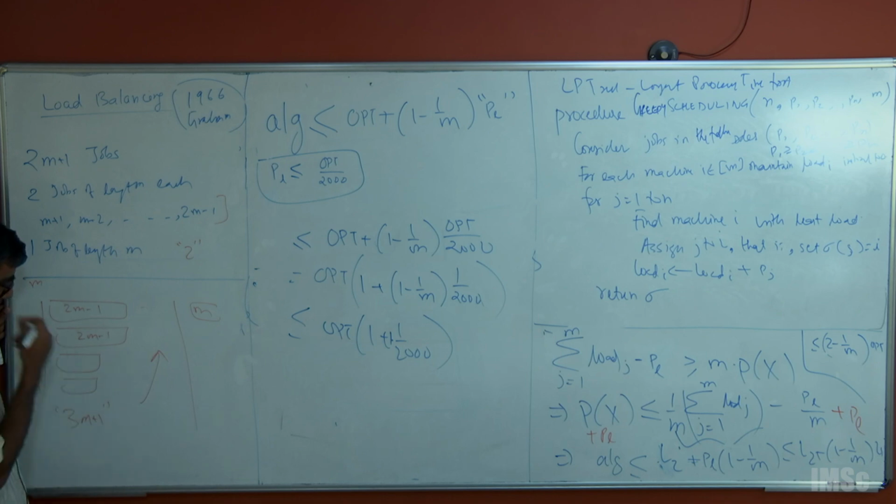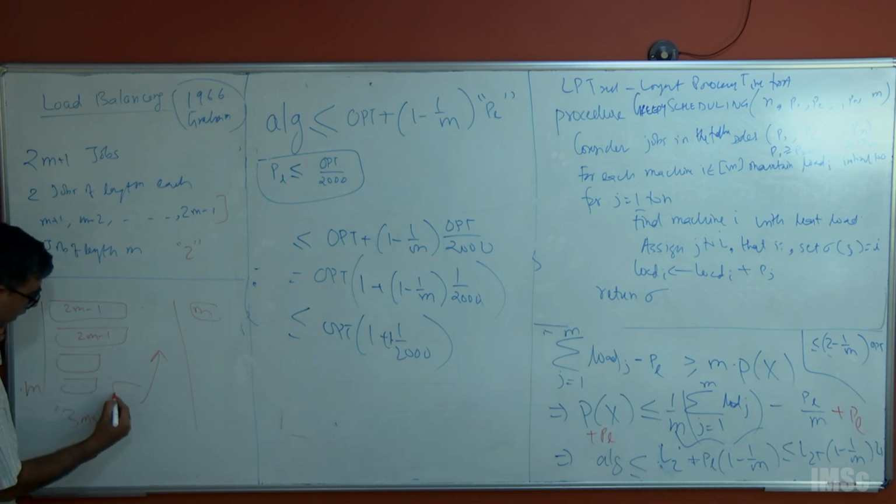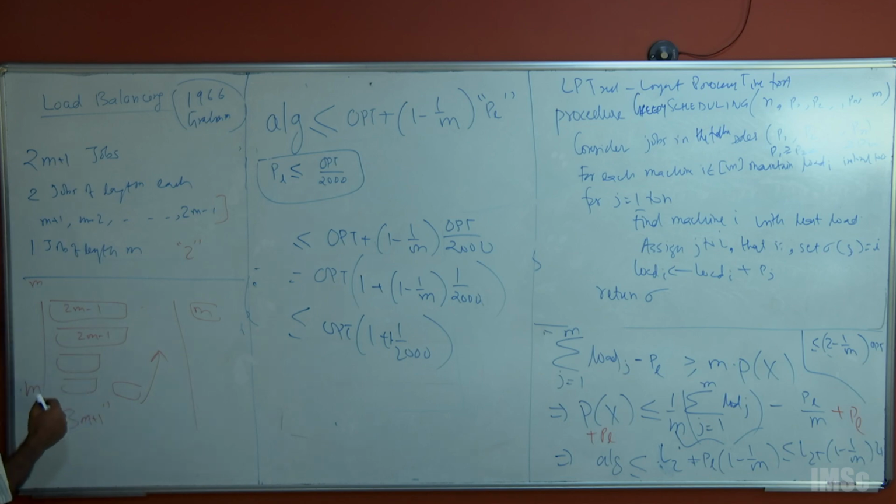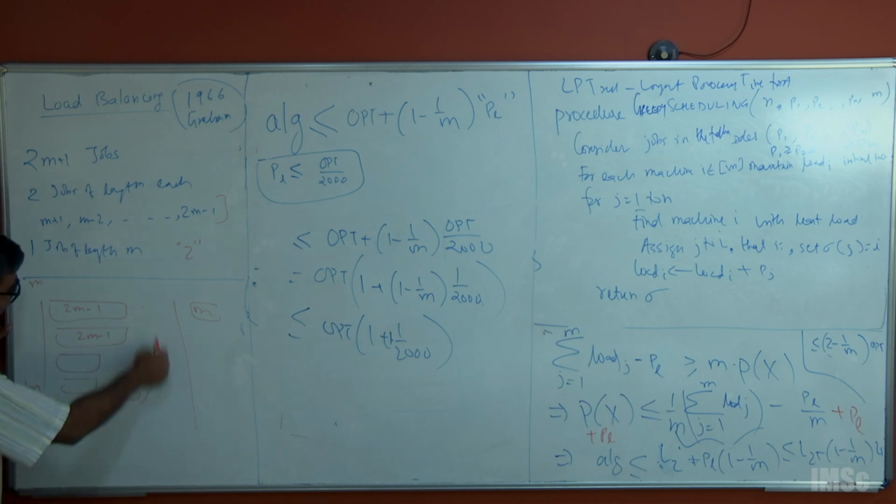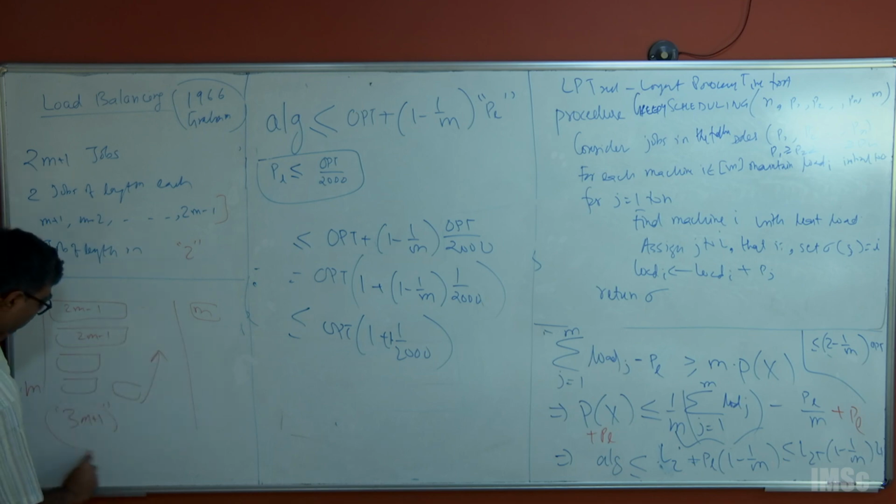So what is the total? The last machine will get 3m by 2 jobs. You are pairing, right? So this is exactly it. I'm saying that everybody, if you notice here, on any machine it is going to be something like 3m. And then this one m job will come at the end.